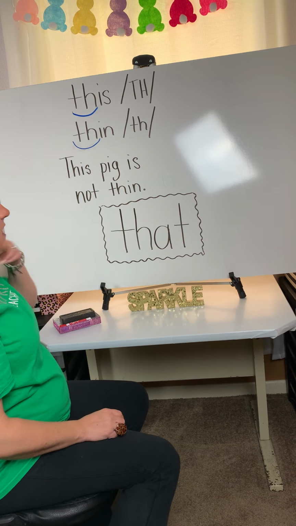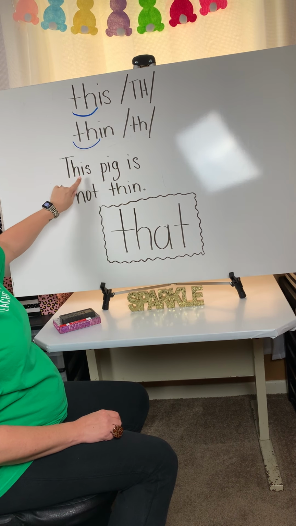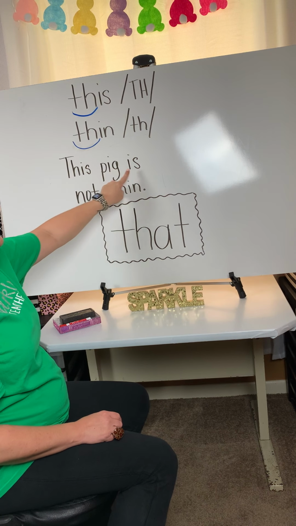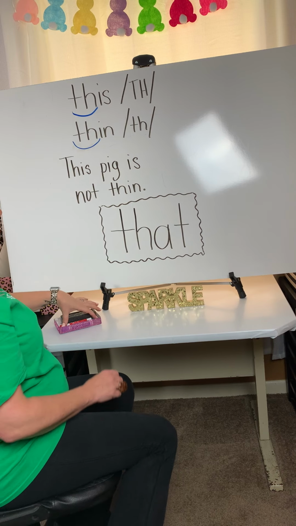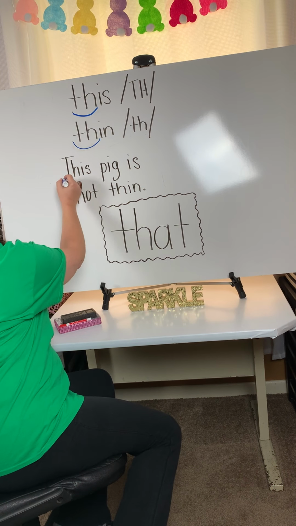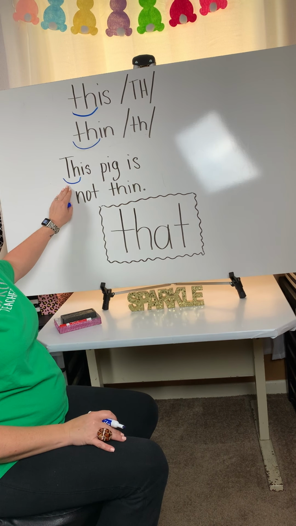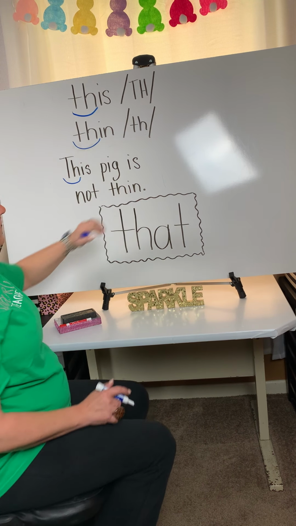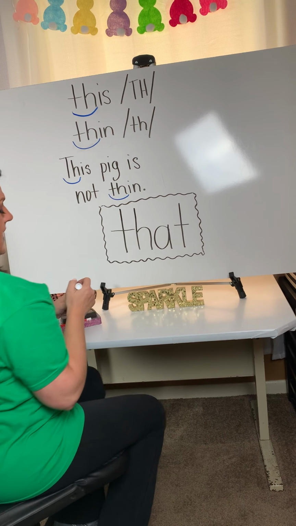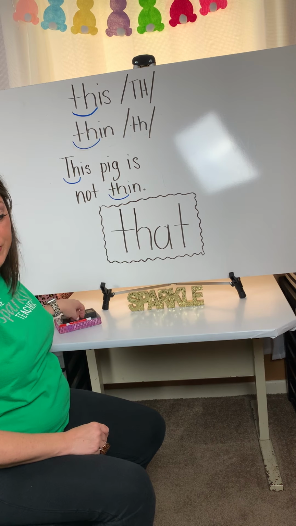So let's look at the sentence that I have on the board, and let's read this together. Ready? This pig is not thin. All right. I see my TH here. And what kind of sound does TH make in this word? This is the hard sound. Good. And what about this one? This is thin. And once again, thin is the soft sound. Good. Okay.